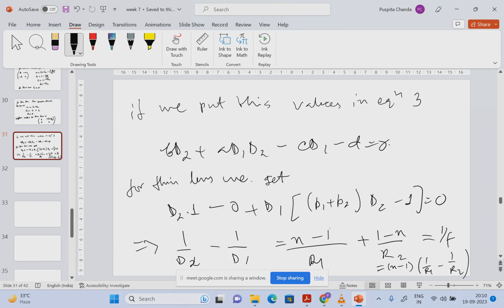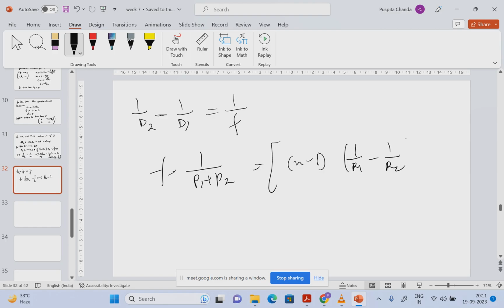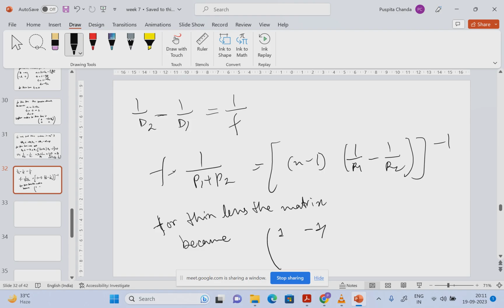So we got the equation we have known, which is 1 by d2 minus 1 by d1, which is equal to 1 by f. That f is 1 by p1 plus p2, which is (n minus 1) times (1 by r1 minus 1 by r2) inverse. Okay. So for thin lens, the gain minus 1 by f 0 1. Okay.